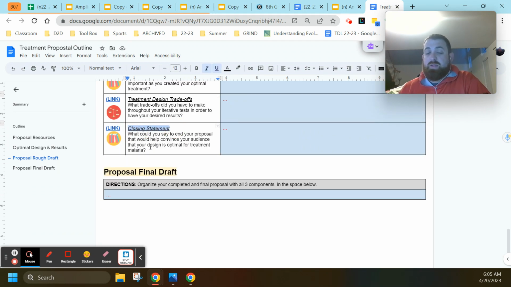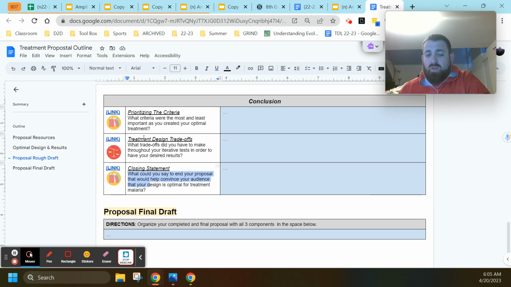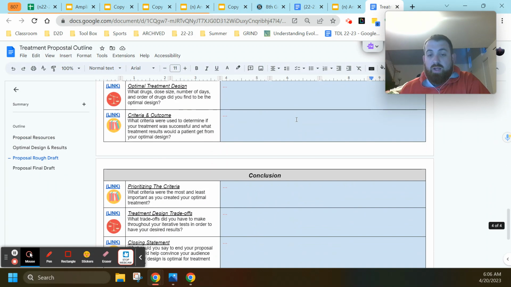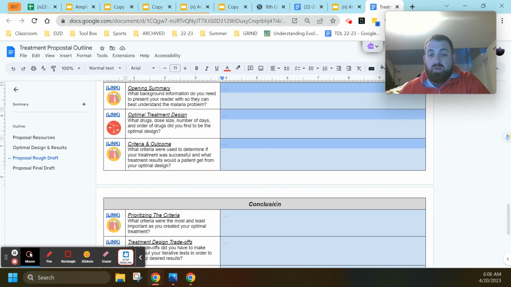Last but not least, closing statements. What would you say at the end of your proposal that would help convince your audience that your design was optimal for your treatment? So this could be where you talk about how effective you think your treatment is going to be in the real world. This is where you could talk about the importance of your treatment in the grand scheme of all the things that are going on to treat malaria. This is where you could communicate the emotion of why it's important in terms of what you're doing for malaria. So that's how we navigate some of the resources to help us, along with how to organize your thinking about what you're writing, and obviously how to complete the introduction and conclusion.